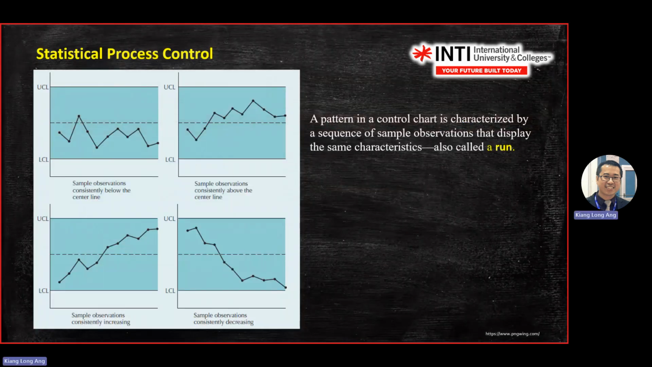Okay, so this is an observation, or we call it a run. So this is run number 1, number 2, number 3, number 4, and so on. This is how you write the observation. This observation is constantly below the center line. Is in control but is below the center line. This one is in control but above the center line. This one is consistently moving towards UCL. This one is moving towards LCL.